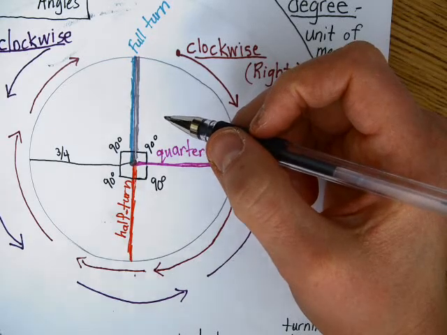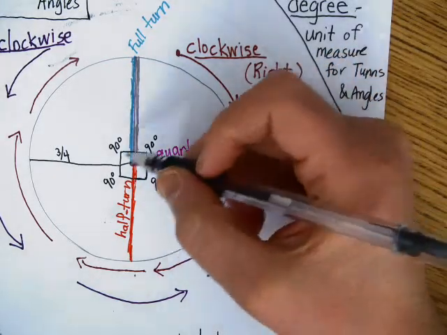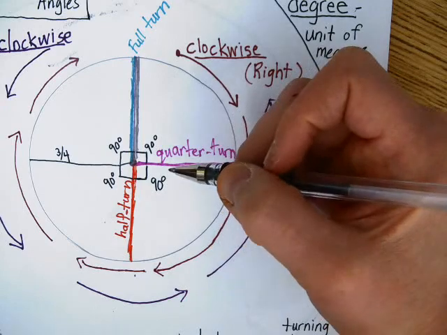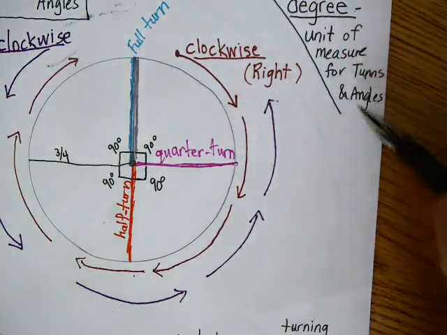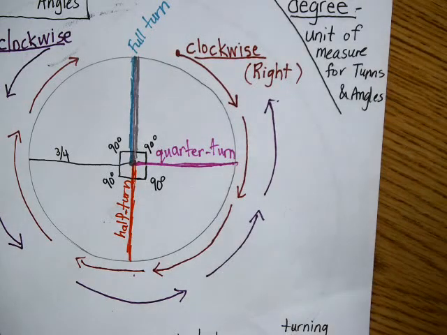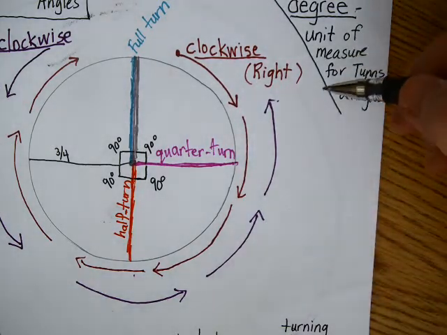Today we're going to be investigating the degrees of the circle, so we're going to be looking at some of these things. And we're just going to be talking about the degree being a unit of measurement for turns. So that's what we want to work on today.